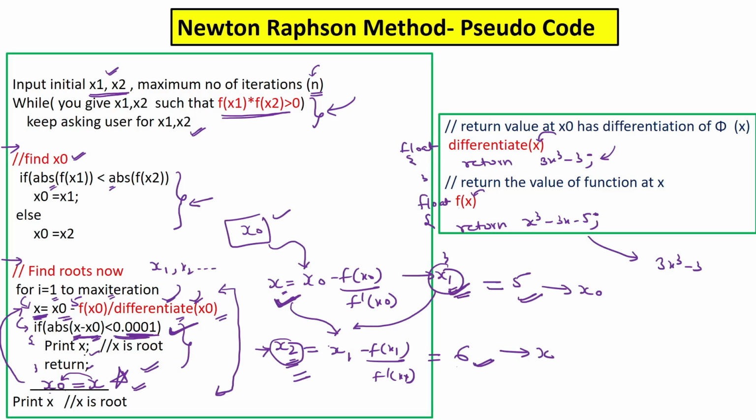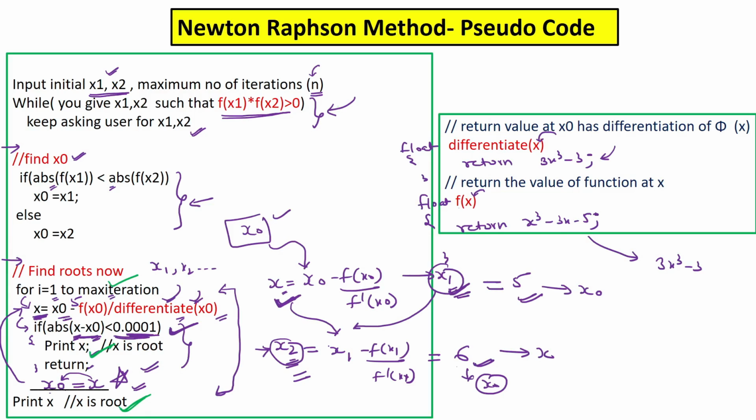If it is okay, then we will print x and return, otherwise we will take this 6 inside x0 and we will repeat the steps again. Now after running this loop till the max number of iterations, we will come out of this loop, and we will print the last iteration's number x. The x that we have found in the last iteration will be our final root. So we can print the root either this way or this way.